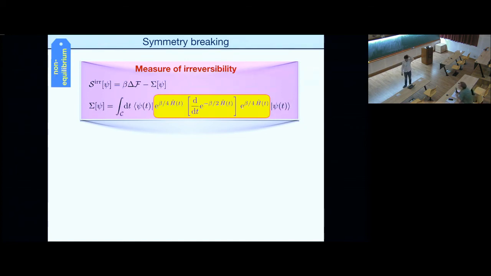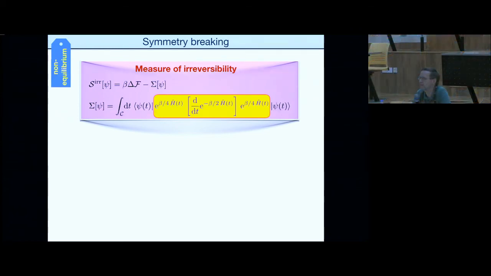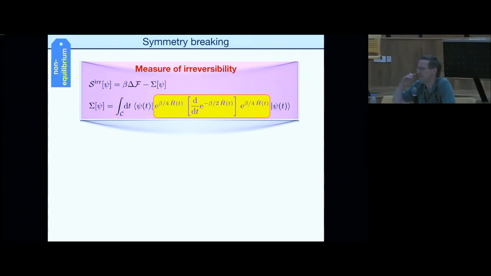Okay, so have you thought about something like a quench protocol? Say you switch on H of t for some time, and then it becomes time invariant again, so your derivative would vanish. Yes. So is there something like emergent equilibrium?